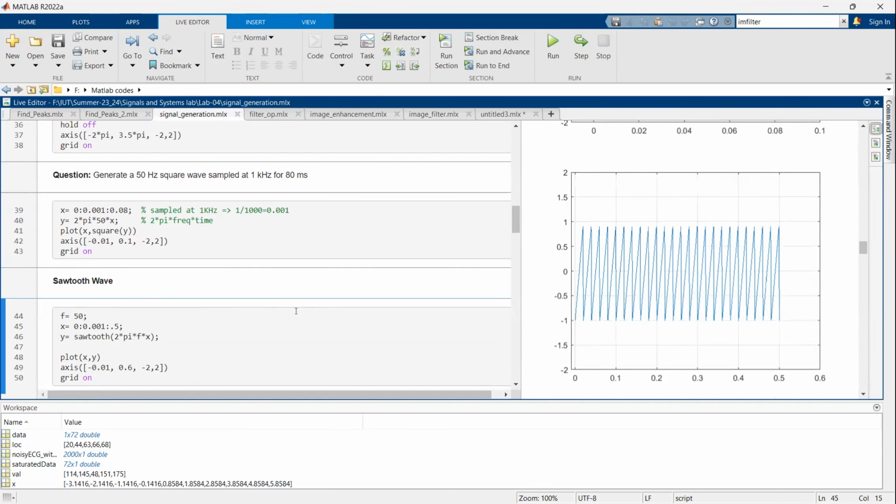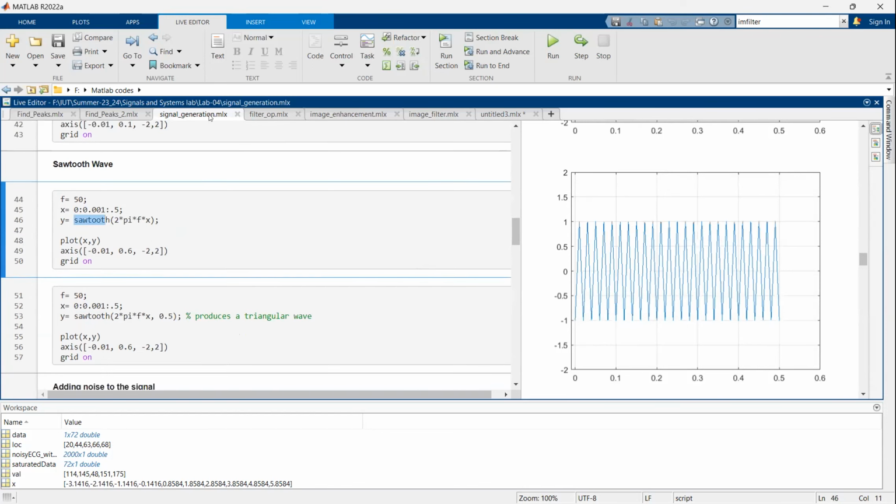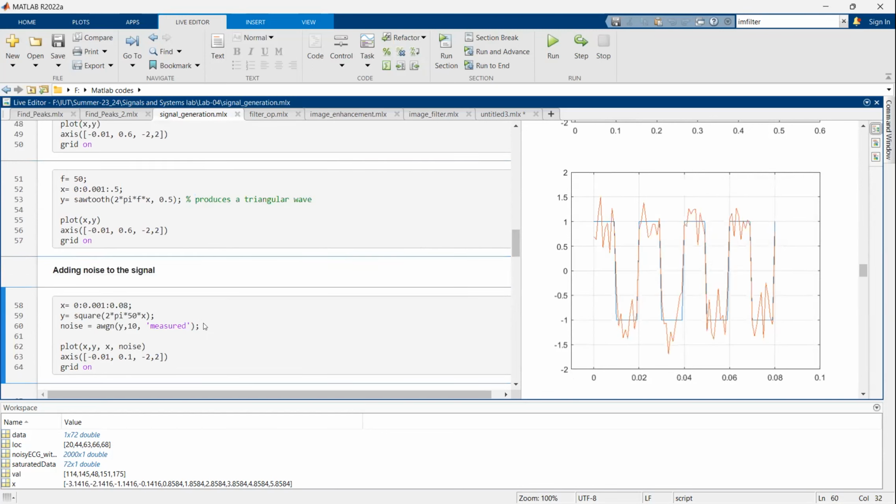Then you can also generate a sawtooth wave. You have the sawtooth function. Using this, you can generate a sawtooth wave like this. I have already provided you these files, so you can check with different things. You can also create a triangular wave by using the second parameter. If you make it 0.5, the sawtooth becomes a triangular wave.